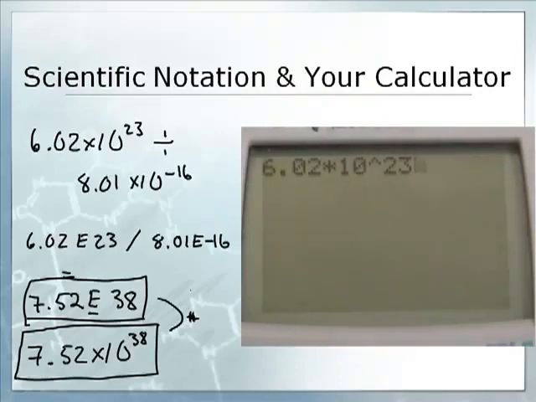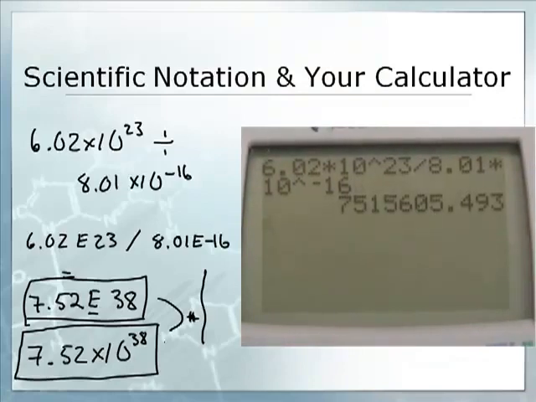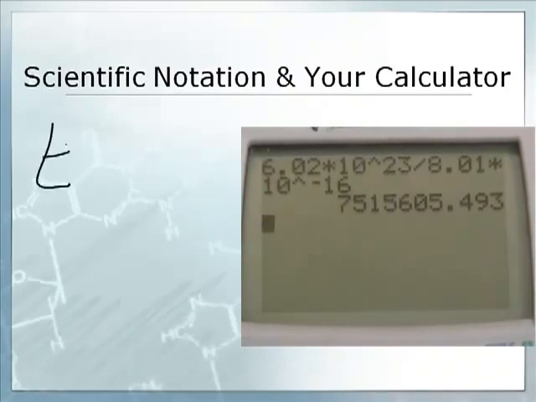Now I hit divided by 8.01 times 10 caret negative 16. That means 8.01 times 10 to the negative 16. You're going to get a totally jacked up number, since I didn't use my parentheses. I got 7515605, which is not right. That is not the same thing as 7.52 times 10 to the 38th power. I think the moral of the story, guys: don't use the 10, use the EE. Use the E button.